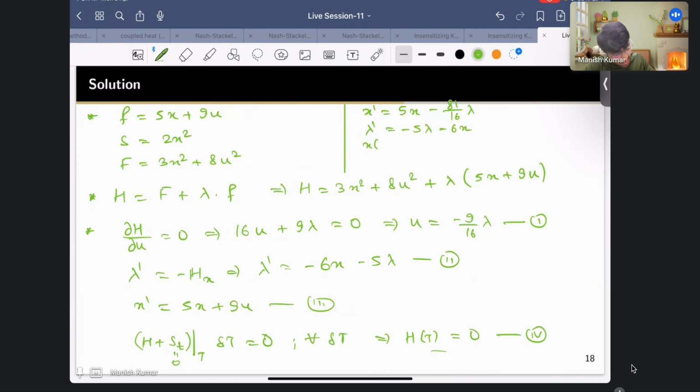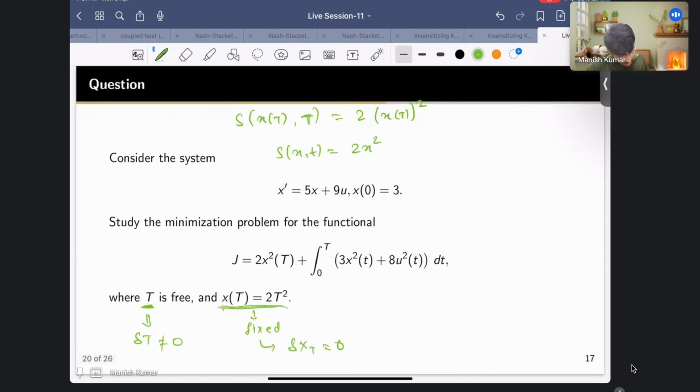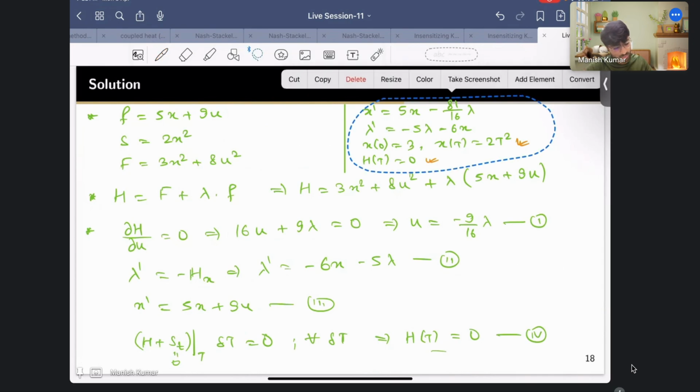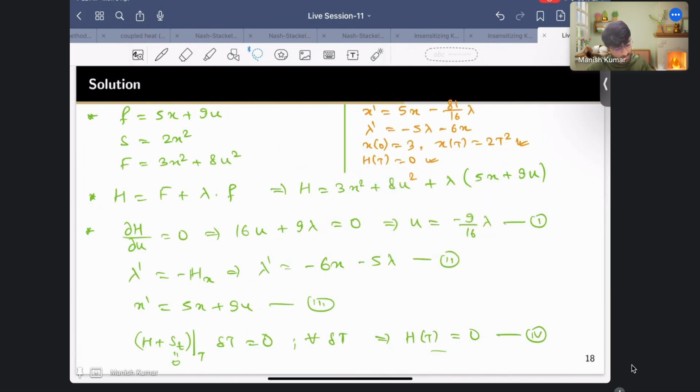x at 0 is given to be 3, x at capital time T is given to be 2T square, and h of T is equal to 0. So you see over here this T is not known to you, and for that you have been given this equation. So this system will have a solution. This is the final system that you have to solve.